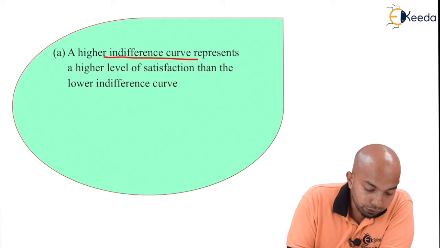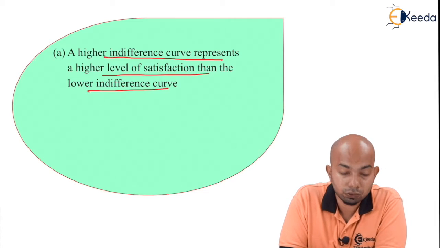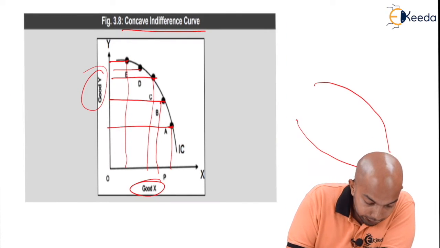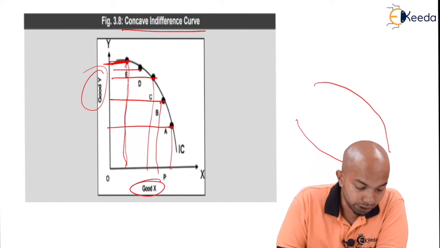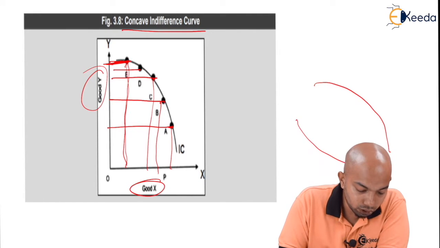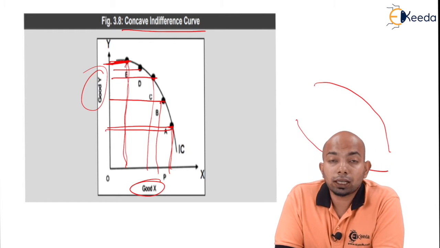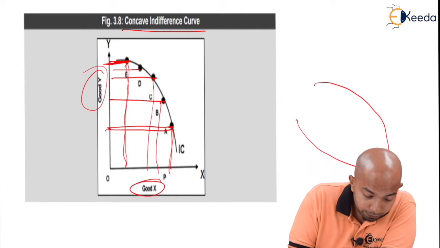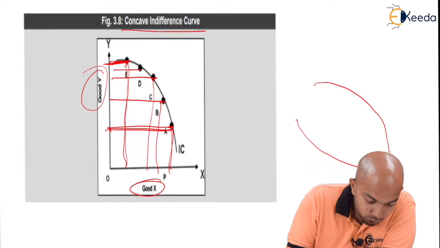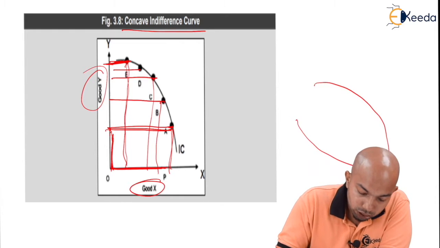A higher level of indifference curve represents a higher level of satisfaction than a lower level of indifference curve. Now, if you go to a higher level of indifference curve, that is this part, it will give you more satisfaction because there is more of y and less of x. However, a lower level of indifference curve will give you less satisfaction. Why this happens is because if you can see, the quantity of y is only this much and the quantity of x is only this much.